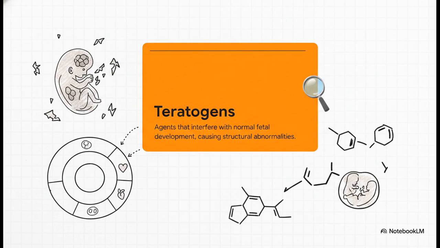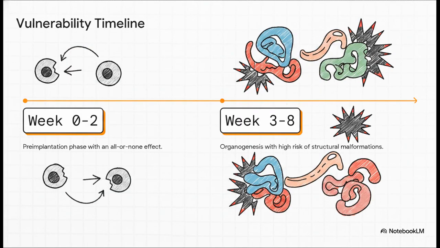Teratogens can cause devastating disruptions, but what's essential to understand here is that their exact clinical impact depends heavily on the specific timing of the exposure relative to gestational age. This timeline clearly maps out our critical windows of vulnerability. If an exposure happens in the first 2 weeks, the pre-implantation phase, it's generally an all-or-none effect. Basically, the embryo either fails to survive or it survives completely unaffected.